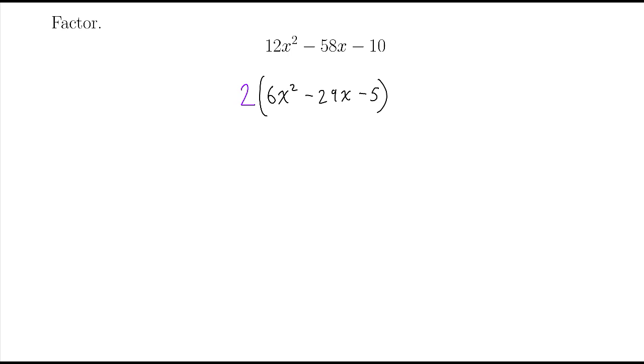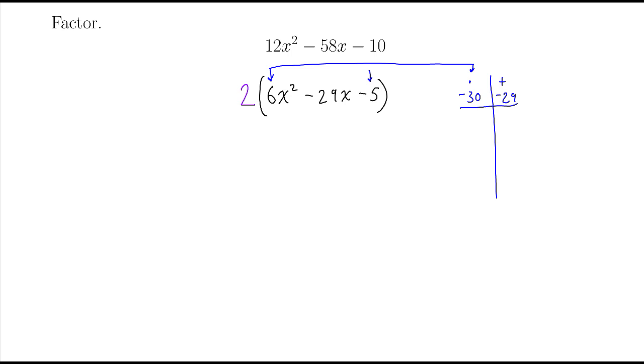Okay, so we'll use the AC method here. We'll multiply 6 times negative 5. 6 times negative 5 is negative 30. So I need two numbers that multiply together to be negative 30, but add together to be negative 29. Okay, and so what times what gives me negative 30, but adds together to be negative 29?